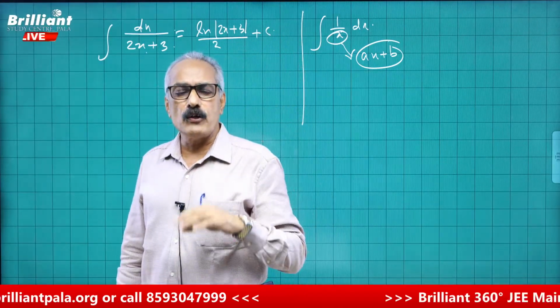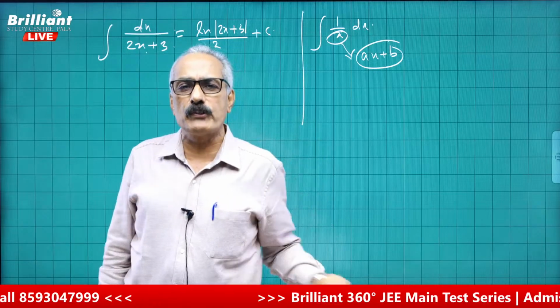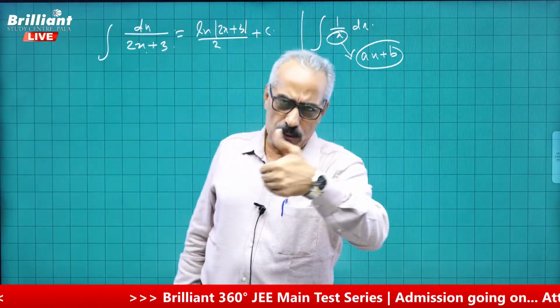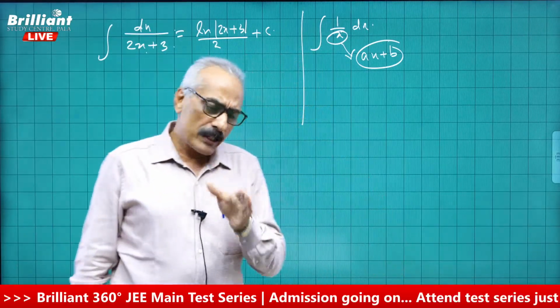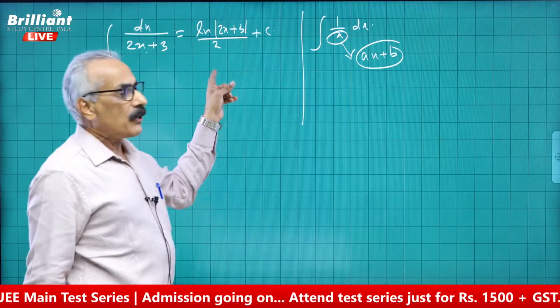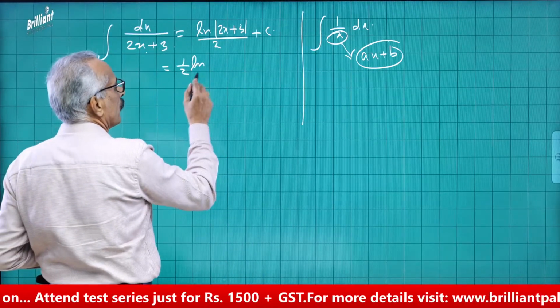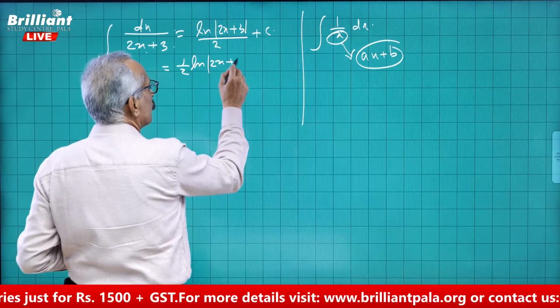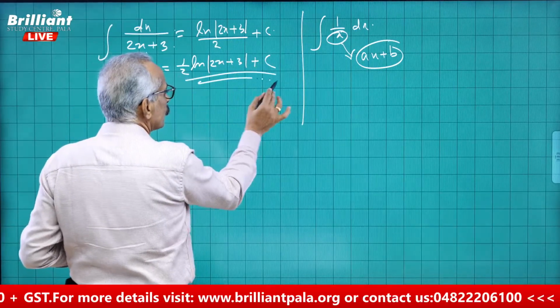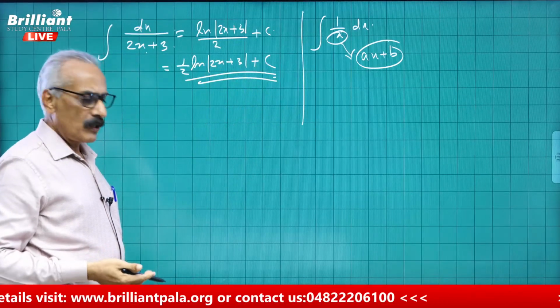In differentiation, you apply the formula and multiply it by the coefficient of x, and in integration, the other way around. So, apply the formula, divide it by coefficient of x. Alright. So, this is equal to 1 by 2 logarithm of 2x plus 3 plus c. So, the antiderivative is this part.